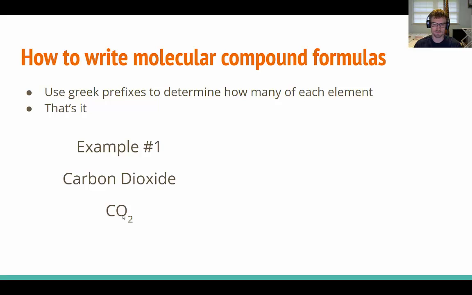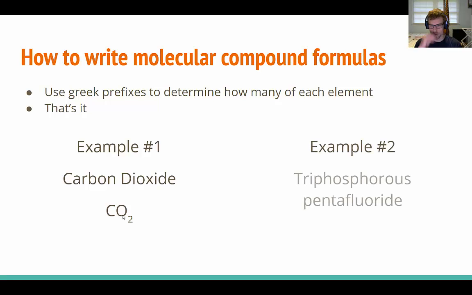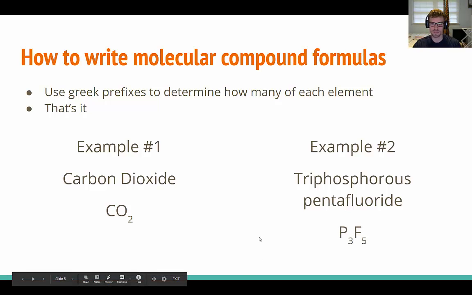Second example, we've got triphosphorus pentafluoride. Okay, so triphosphorus, that means that we have 3 phosphorus, and pentafluoride, penta is 5, so we have 5 fluorines. So it's going to be P3F5. Okay, and that's all there is to it. You just have to know your Greek prefixes, and you just have to be able to line them up properly.